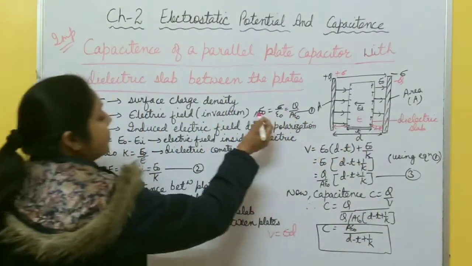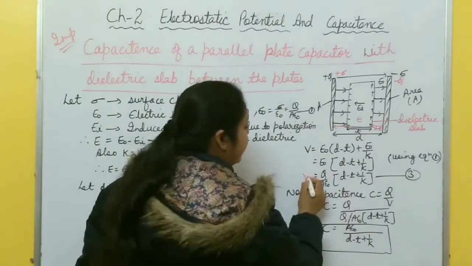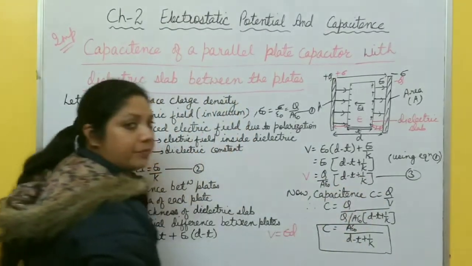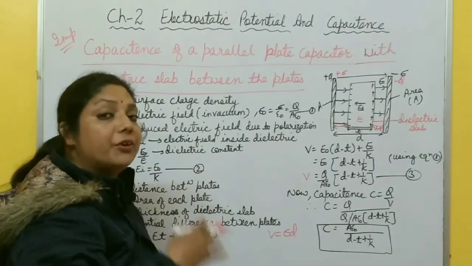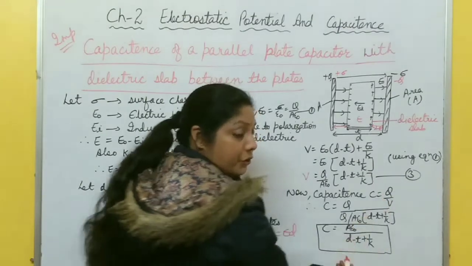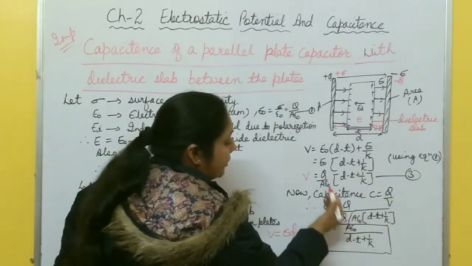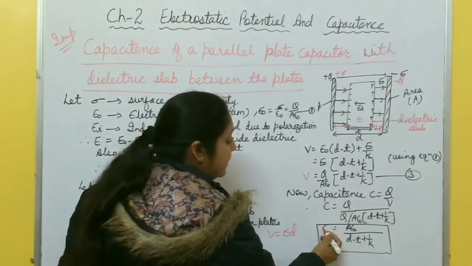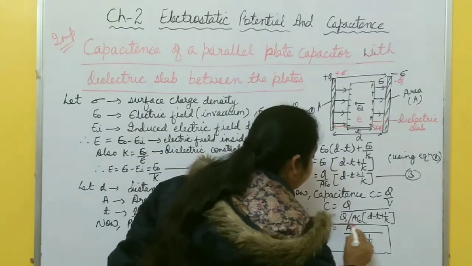Now using equation 1, E naught is Q by A epsilon naught. So this V becomes Q by A epsilon naught (d minus t plus t by K), equation number 3. Now you get the value of the potential difference between the plates after introduction of the dielectric slab. Now what is capacitance? C equals Q by V. So Q by V, put the value of V from equation 3: Q divided by Q by A epsilon naught (d minus t plus t by K), then this C becomes A epsilon naught divided by (d minus t plus t by K).